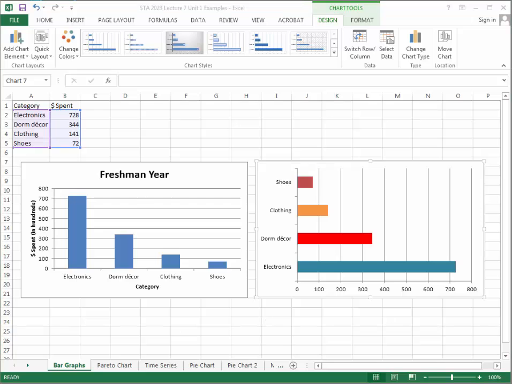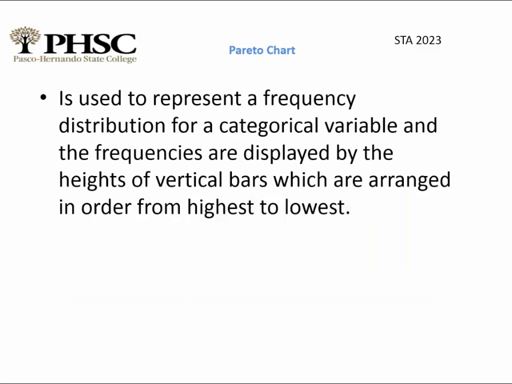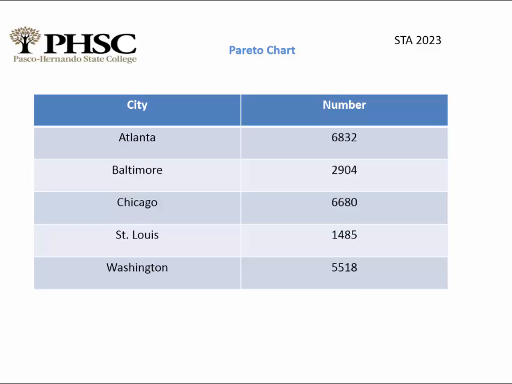Alright, so the next thing we're going to talk about is a Pareto chart. Now this is a bar graph. However, it represents the frequency distribution, and what it does, the bars are displayed from the highest to the lowest. So here's my raw data, and these are just 5 cities with the number of homeless people in each city. So I'm going to go ahead and put this raw data in a Pareto chart so we can see the differences.